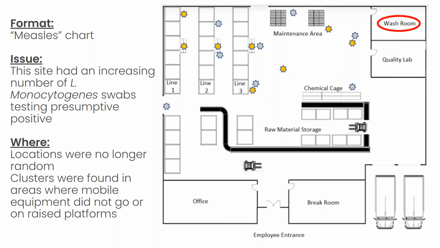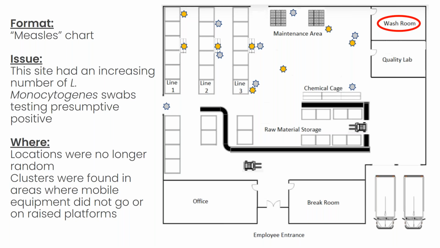We found clusters where the mobile equipment couldn't go, but only personnel could walk. And then we identified that the one thing that all those personnel had in common was the washroom. And we did a massive clean and sanitation of this washroom. We started putting our quat powder down inside the washroom so that as people were coming in and going out, the bottom of their shoes were covered in the quat powder.